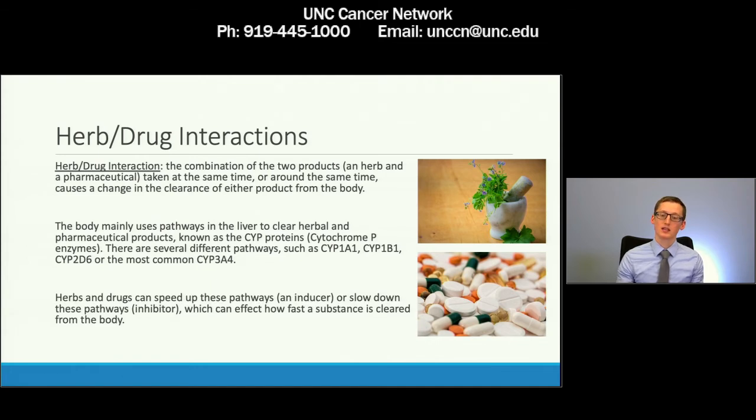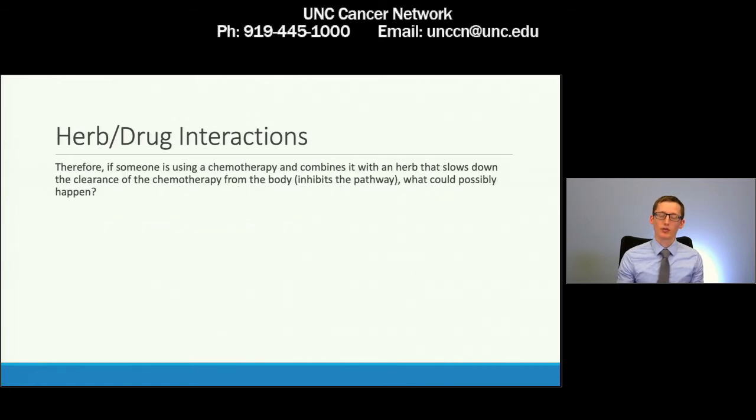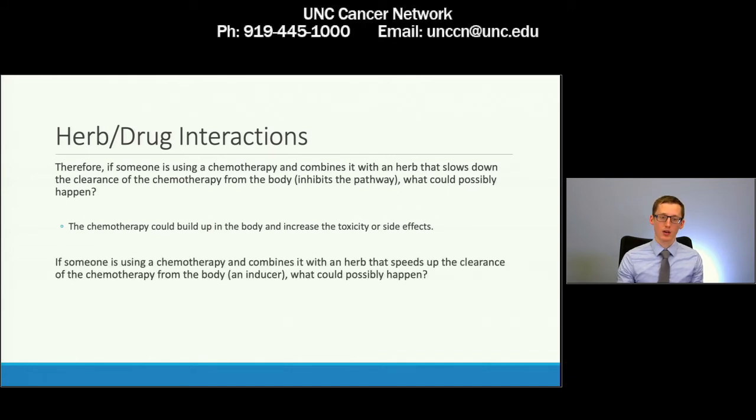So herbs and drugs can speed up these pathways, and when they do, they're known as an inducer of the pathway, or they can slow down the pathways, in which case they are known as inhibitors of the pathway. And this can affect how fast a substance is cleared from the body. So if someone is using a chemotherapy and they combine it with an herbal product that slows down the clearance of the chemotherapy from the body, it inhibits the pathway. What could possibly happen? Well, the chemotherapy could build up in the body and potentially increase the toxicity or side effects, right? So if the chemotherapy is in the body longer than expected, you might have an increase in side effects of that chemo.